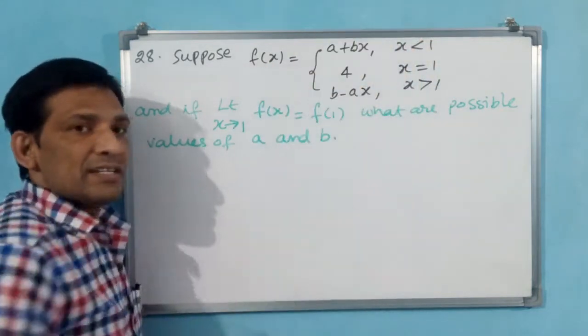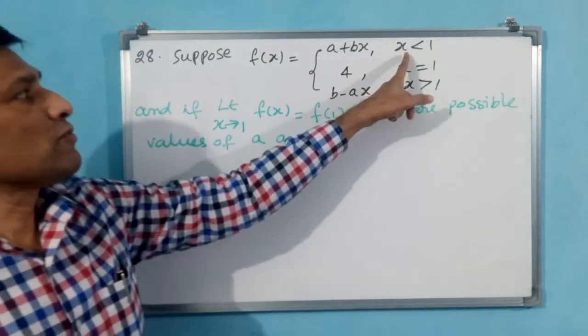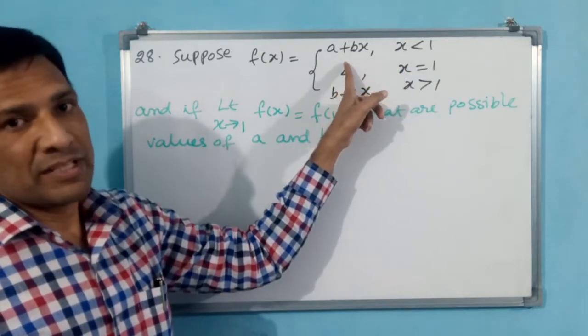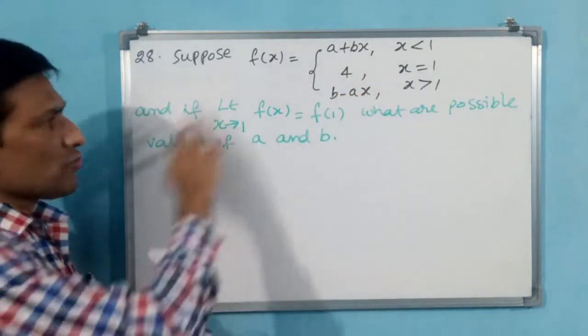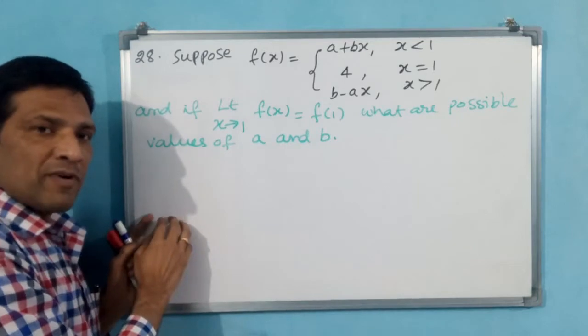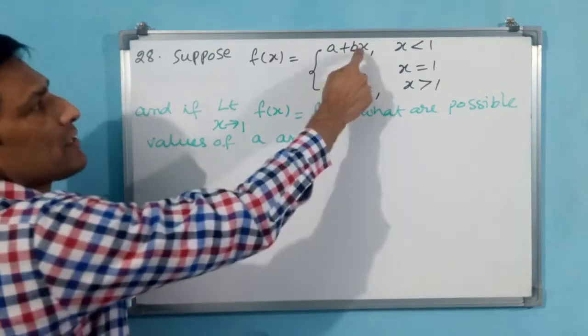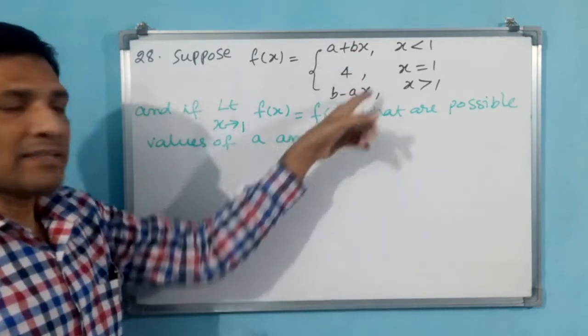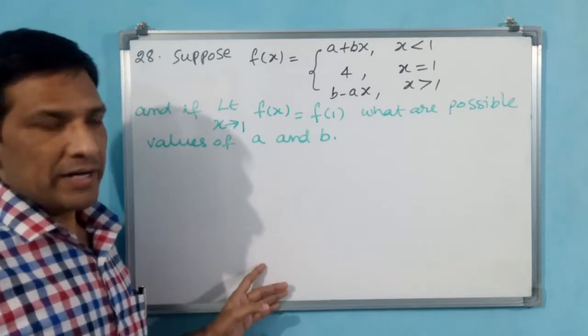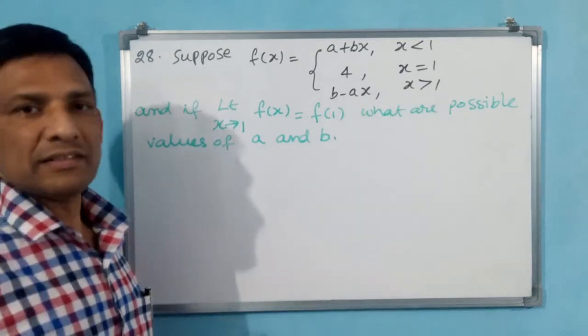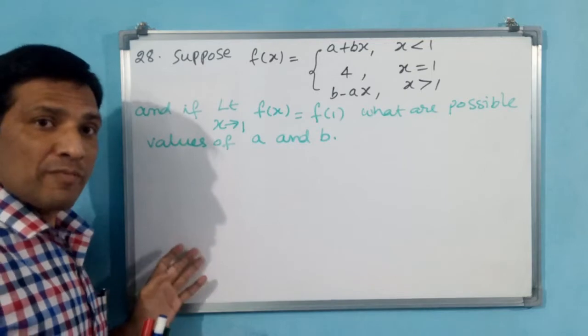But these are the conditions. Here also, up to minus infinity, you can take this a plus bx. In this question it is not there. If they ask us to find f of minus 25, then you have to take this one. If they ask us to find f of 2500, then you have to take this one. Okay. F of 1 means you need not find.